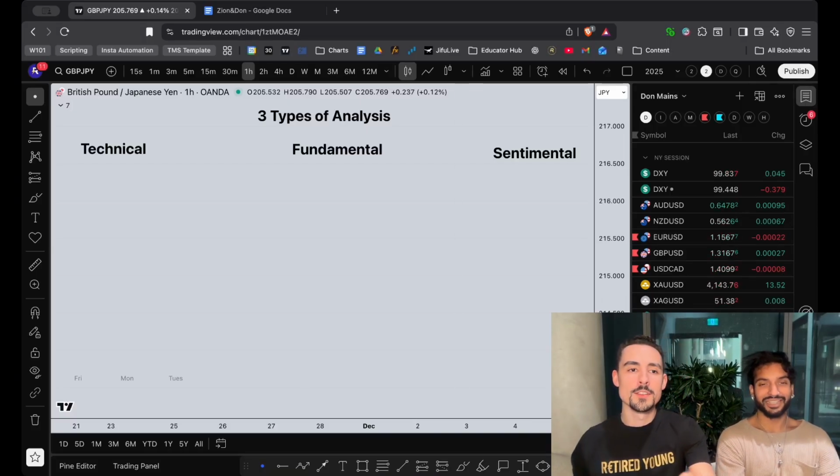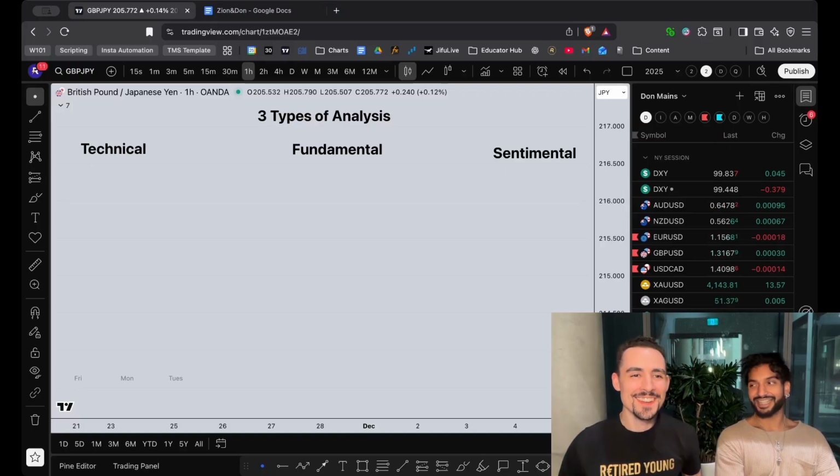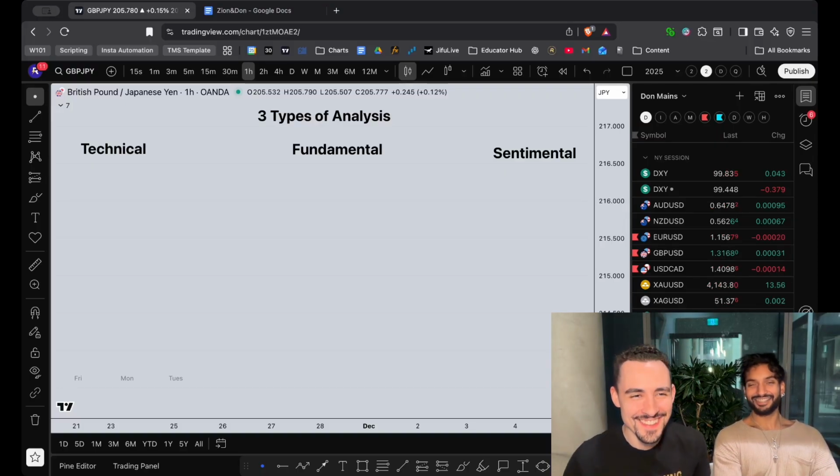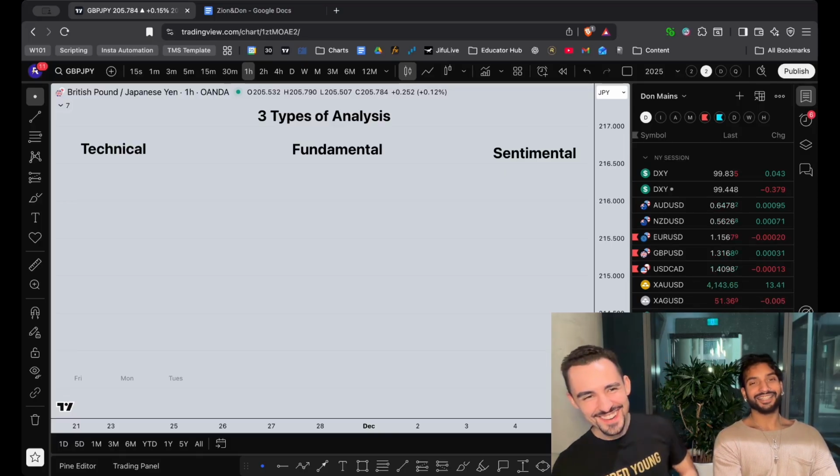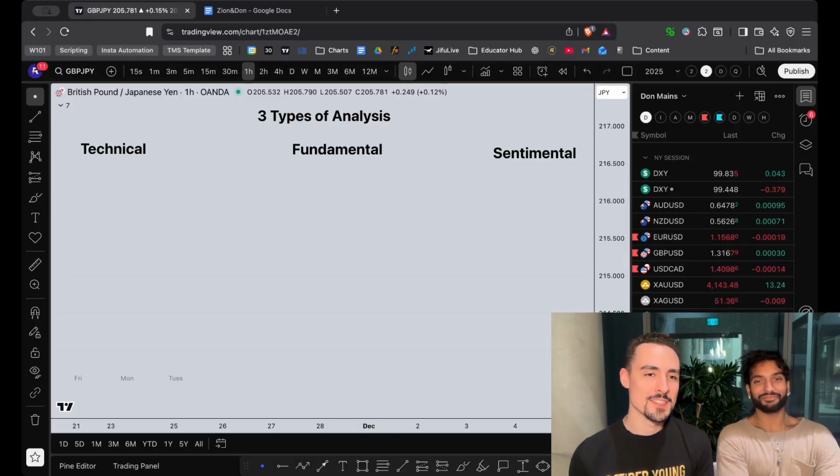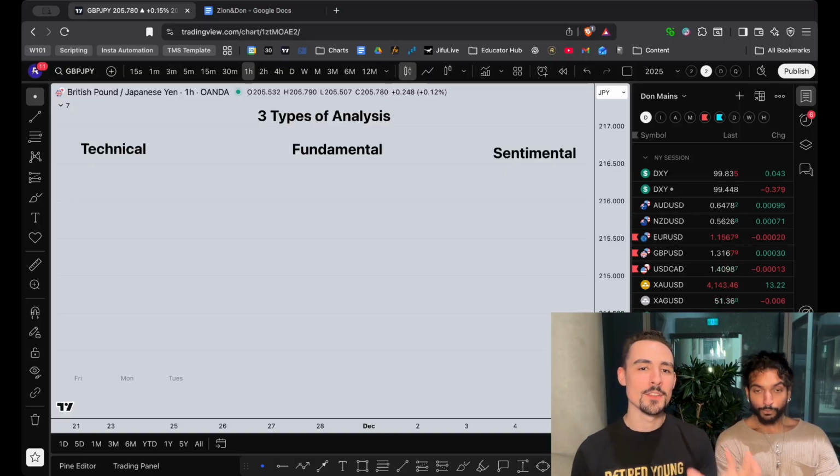All right. So the three types of analysis are on screen. You have technical, fundamental, and sentimental.